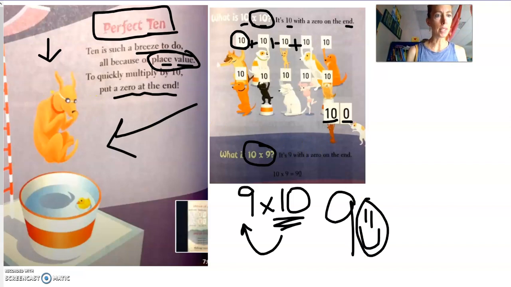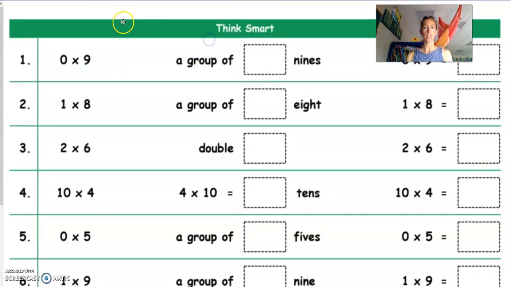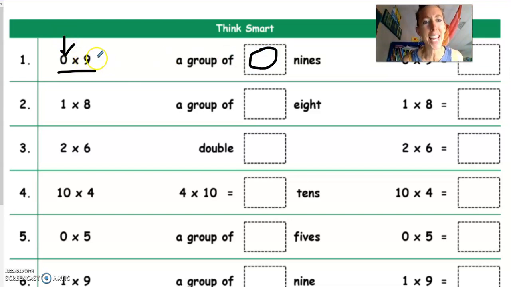So let's try some of these problems together, okay? Get a piece of paper to try these with me. Let's write out 0 times 9. Go ahead and put 0 times 9. You're like, oh, I'm so excited, there's a factor of 0. A group of 0 9s. We don't have any 9s, we have 0 of them. And 0 times 9 is 0.